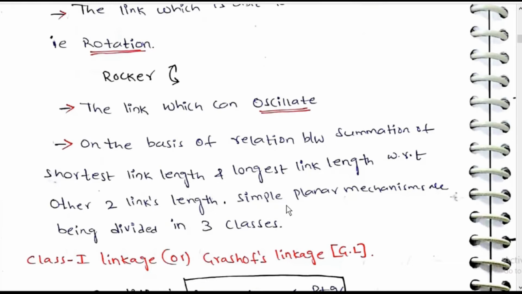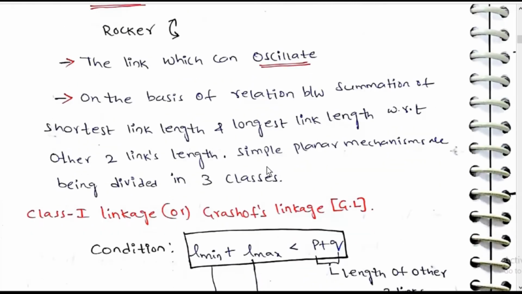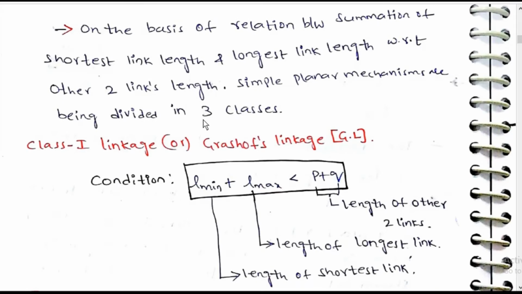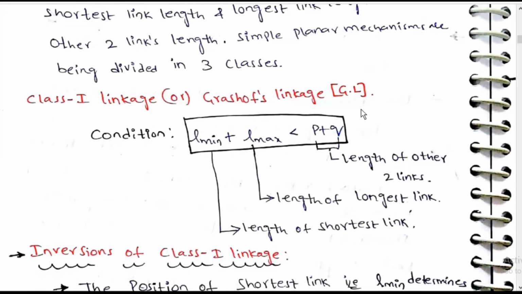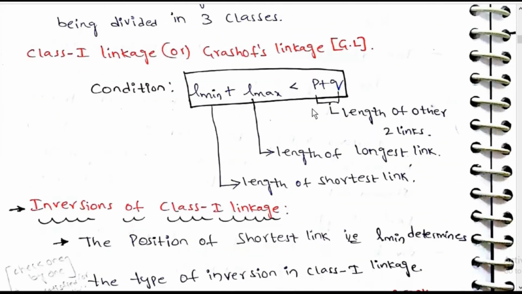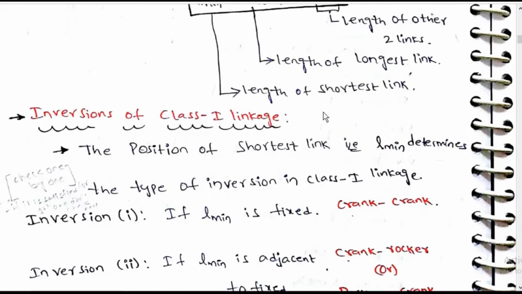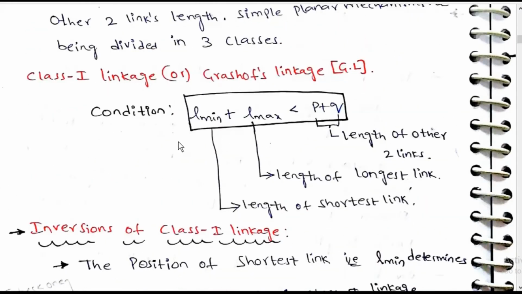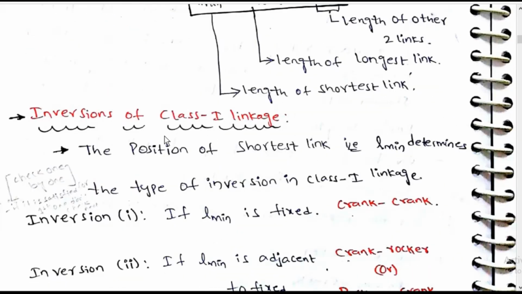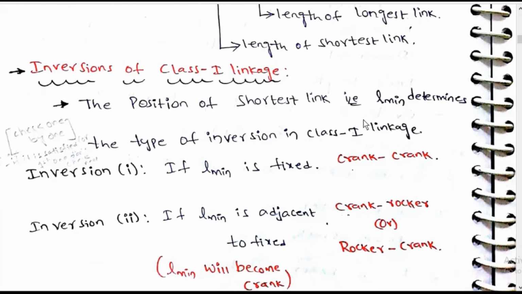Simple planar mechanisms are divided in three classes. Class 1 linkage, Grashof linkage. Condition: Lmin plus Lmax less than P plus Q. Lmin is length of shortest link, Lmax is length of longest link, P plus Q is length of other two links. Lmin plus Lmax less than P plus Q for a Grashof law. Inversion of class 1 linkage: the position of shortest link, that is Lmin, determines the type of inversion in class 1 linkage.